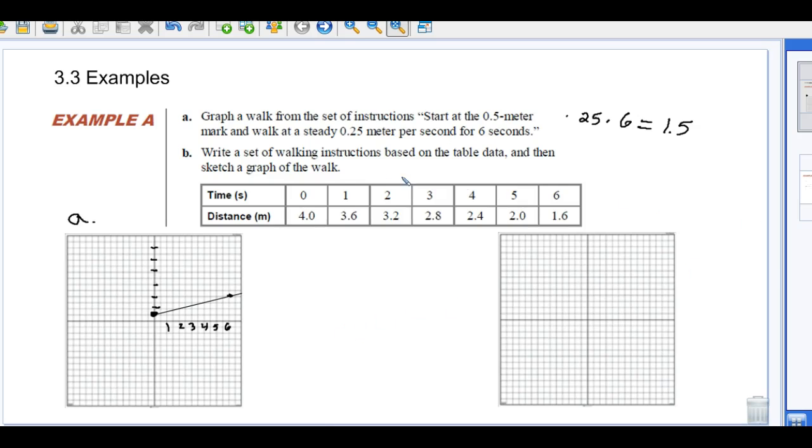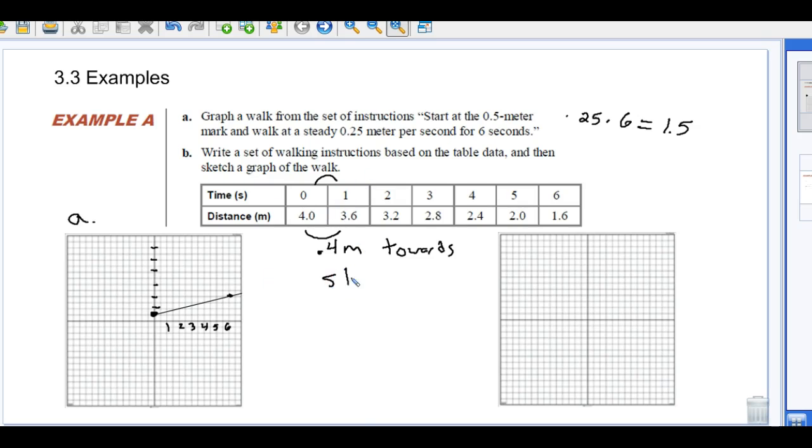So for part B, write a set of walking instructions based on the data, and then sketch a graph of the walk. So it starts at 0, 4, and at 1 second we're at 3.6, so we're going 0.4 meters each second, right? Now which way are we going, towards or away from the sensor? Well, because it starts at 4 and it's going down to 3.6, it's going towards. So we can write this set of walking instructions.